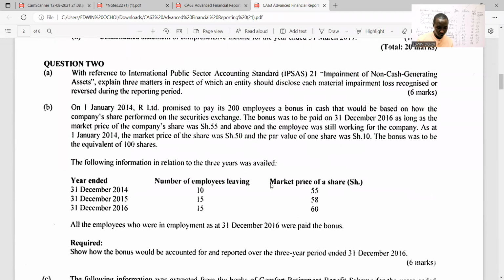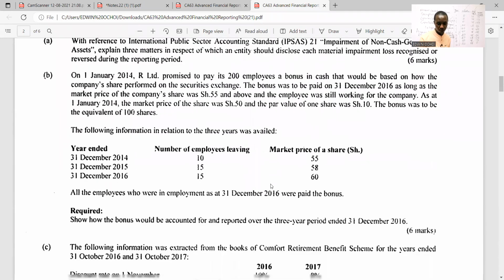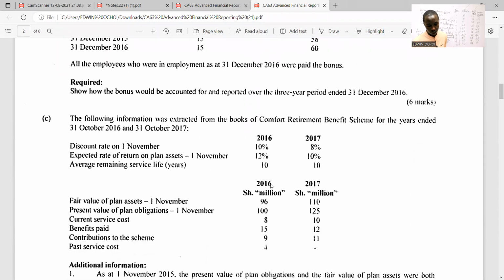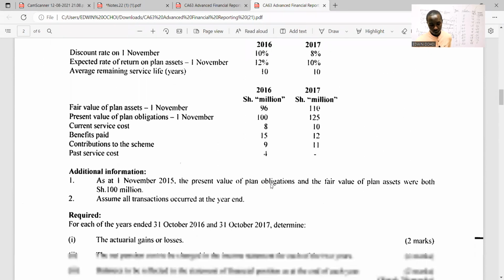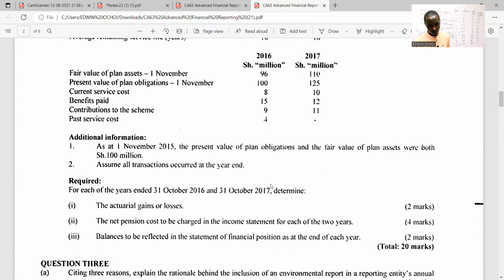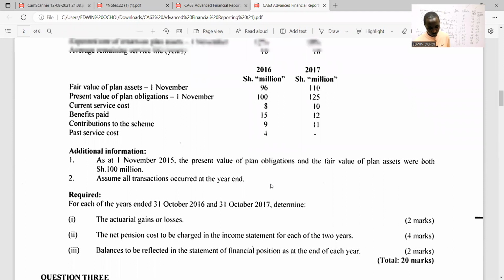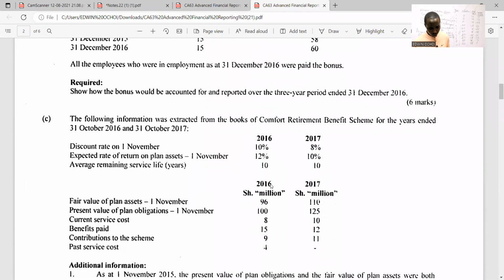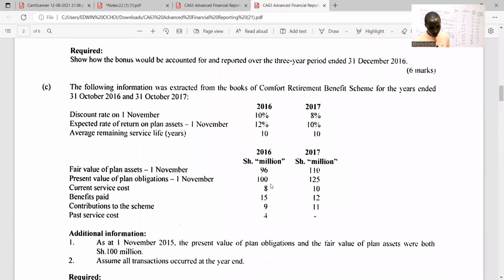Already you can see we have done question 2B, 6 marks. So C is employee benefits, again 8 marks. The information was extracted from the books of Comfort Retirement Pension Scheme for the year ended 31st October 2016 and 31st October 2017.